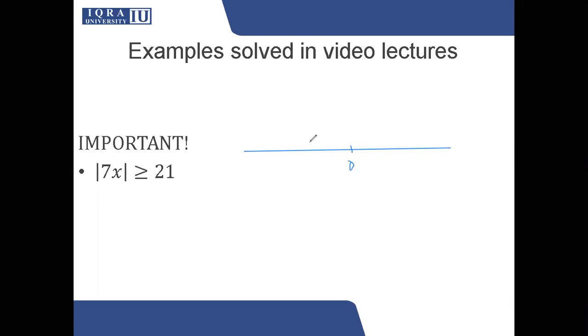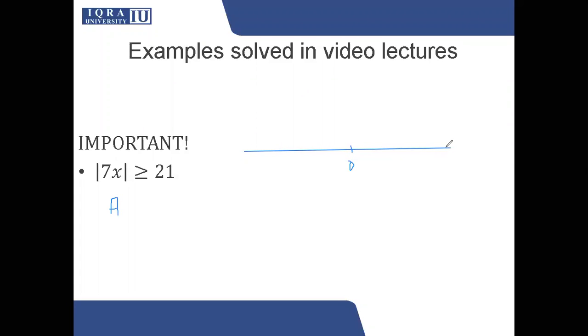So first of all, I need you to understand what the thought process is. 7x has to be greater than or equal to 21, right? So the distance between the number 0 and 7x, let's suppose I call 7x some number a, the distance between 0 on the number line and the number a has to be greater than or equal to 21.